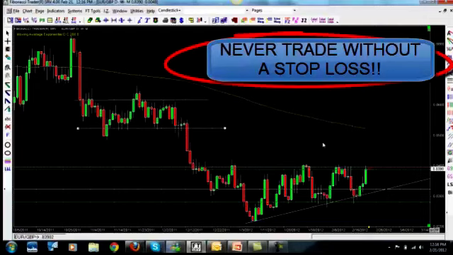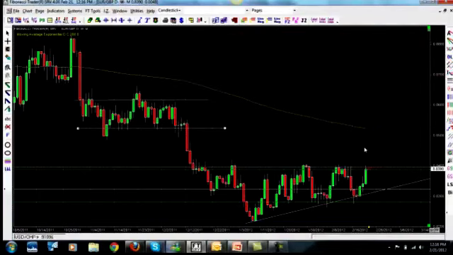Eventually, we will break out of that range. So what we do is we put what's called a stop loss, and that is if this price moves up to a certain point, then it is obviously gone way beyond a range. It's broken out of the range, and we want to make sure we close at a certain point to minimize our risk.